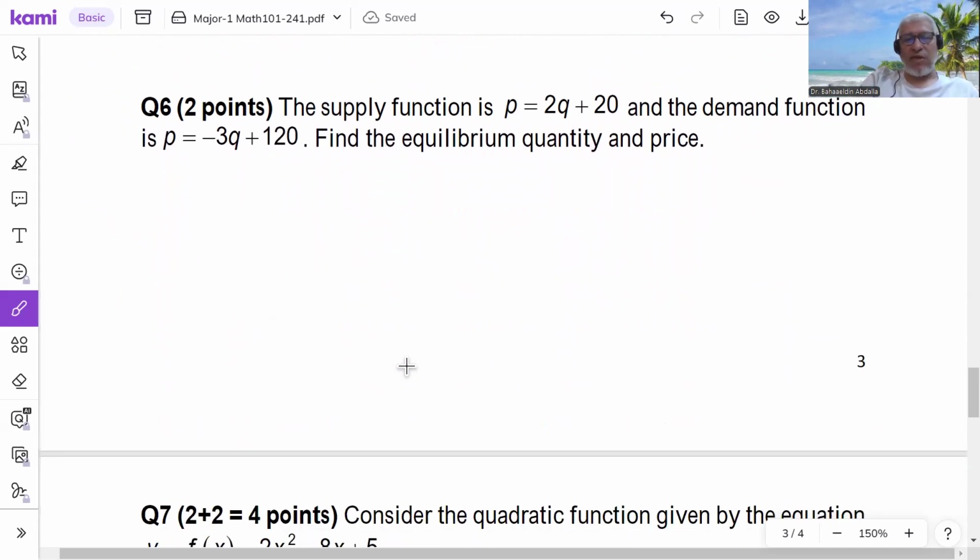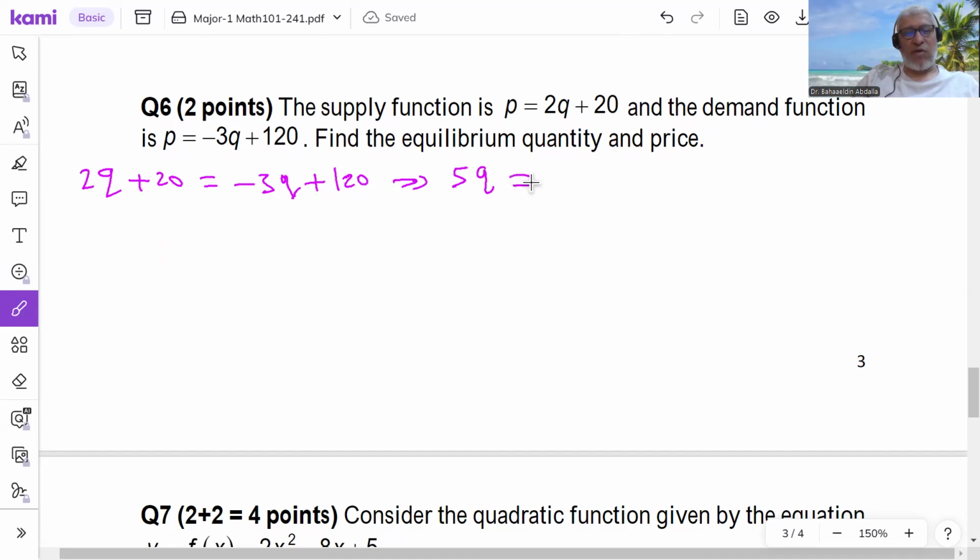The supply function is given and the demand function is given and both are linear. Find equilibrium quantity and equilibrium price. We simply solve the two equations together. So 2q plus 20 equals negative 3q plus 120. Taking negative 3q to the other side, it would be positive, and I'll have 5q. And taking 20 to the right-hand side, I'll have 120 minus 20, that's 100. Dividing both sides by 5, q is 20.